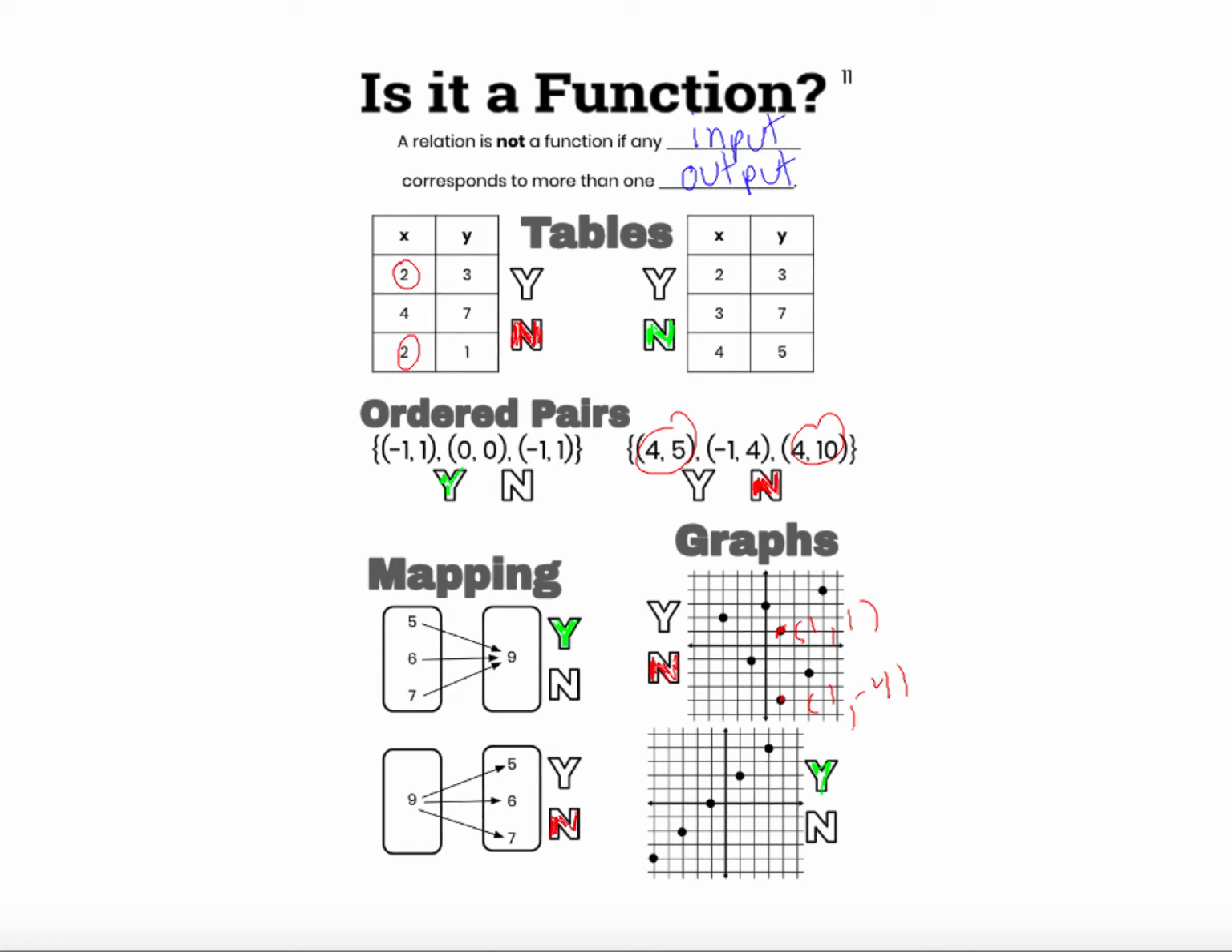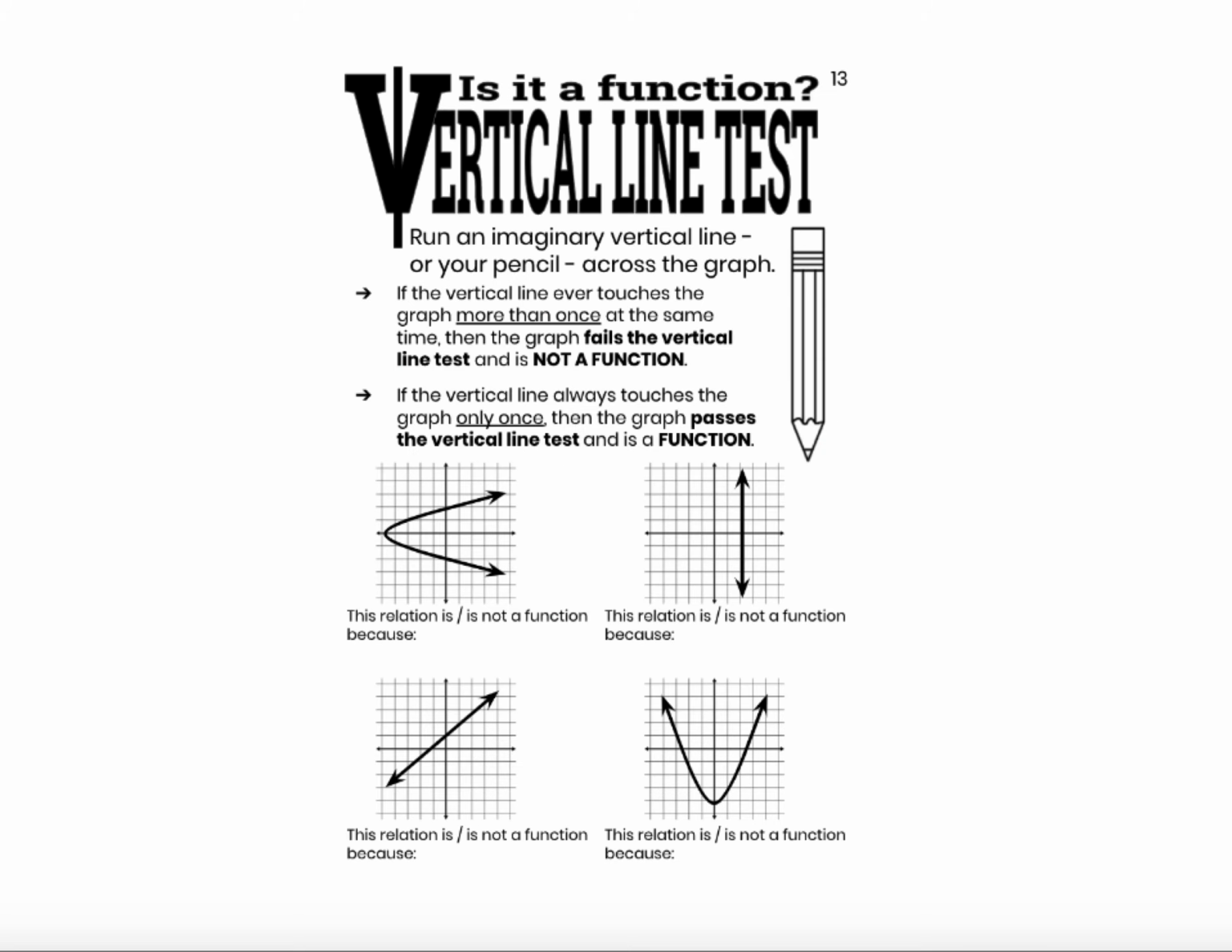Skipping that practice page, we have on page 13 the vertical line test, which is a way to think about whether a graph represents a function or not. So if you are able to draw a vertical line on the graph, and if that vertical line intersects the graph more than once, then it is not a function because it fails the vertical line test.